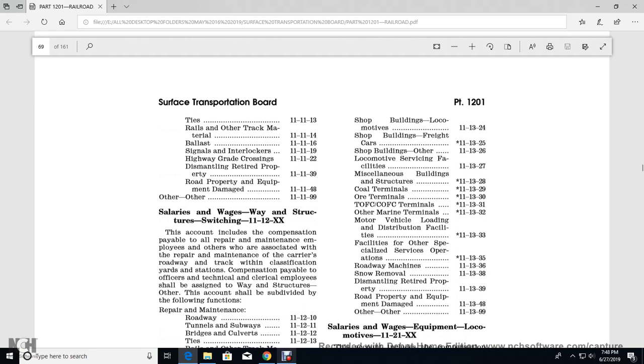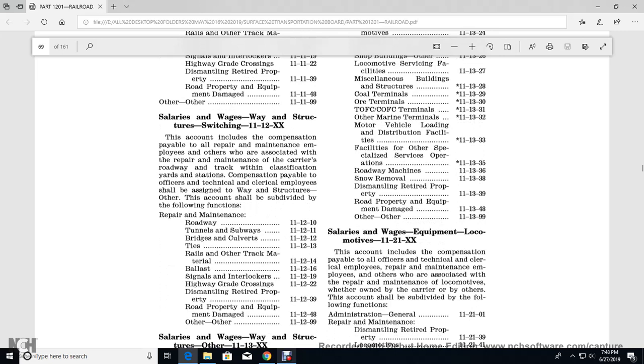Salaries, way of the construction, switching 1112, double X. The account included the compensation pay of all the repair and maintenance employed with the other associated with the repair and maintenance of the carrier's roadway track, classification yard station. Compensation payable to the officers, the technical clerical employees shall be assigned with wage structure other than the account, divided in the following instruction: repair, maintenance of roadway, tunnels, subway, bridges, culverts, ties, roadway, other track materials, ballast, signal signs, interlocking, highway grade crossing, dismantling, retired property, road property, equipment, and other.